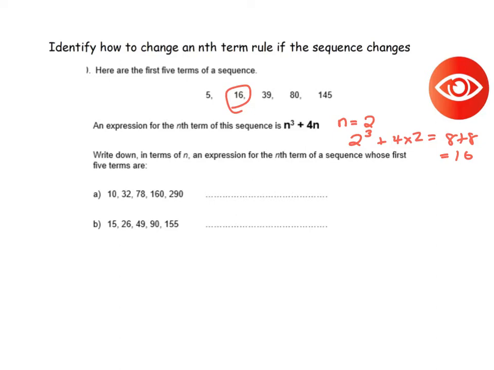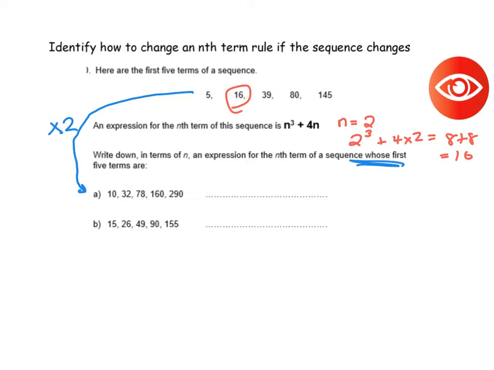Now what we need to do is have a little think about what's happened, because the question says it's being linked to those first 5 terms. So what we need to think about is how we get from the first sequence to the second sequence. You can see straight away that the 5 and the 10 has been doubled. So we're just going to check to make sure that they've all been doubled. 16 times 2 is 32, 39 times 2 is 78, 80 times 2 is 160, and then 145 times 2 is 290. So yes, it has been doubled.